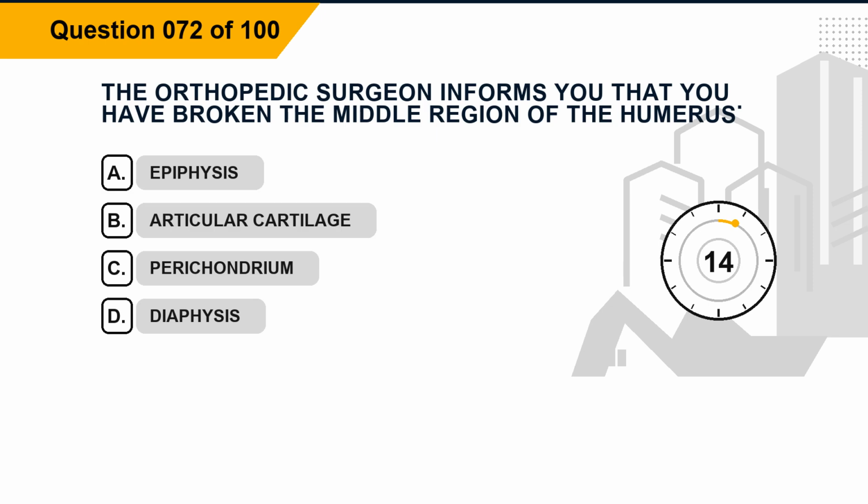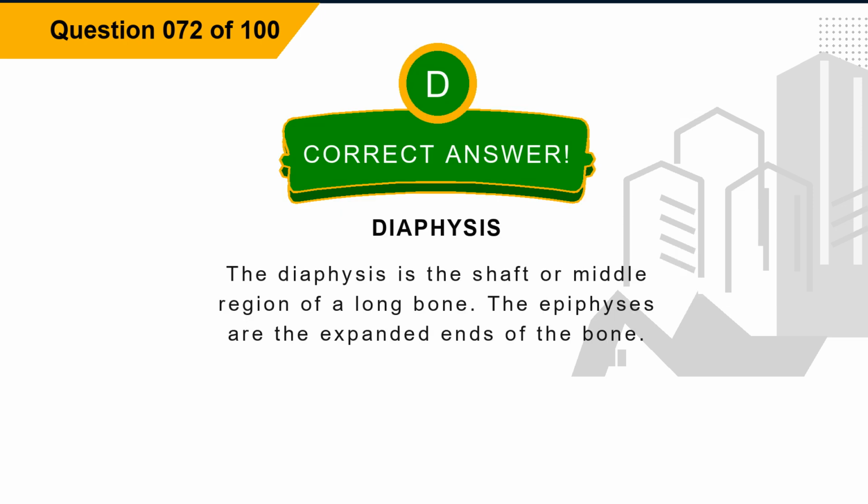Question 72. The orthopedic surgeon informs you that you have broken the middle region of the humerus. Option A, epiphysis. Option B, articular cartilage. Option C, perichondrium. Option D, diaphysis. The correct answer is option D, diaphysis.